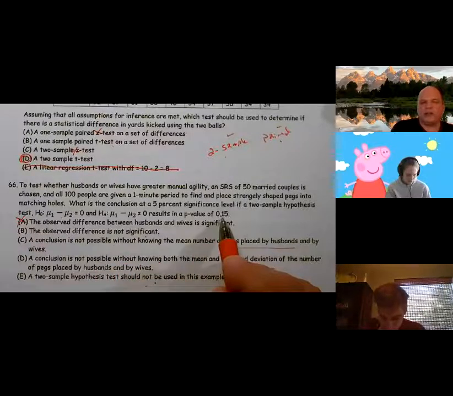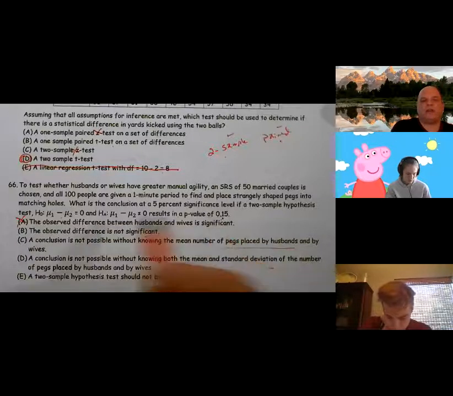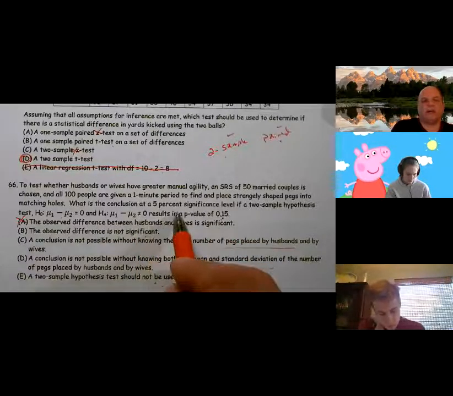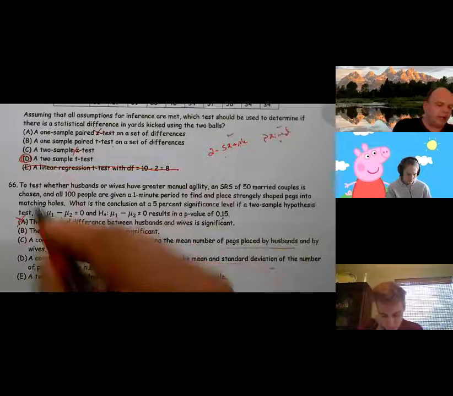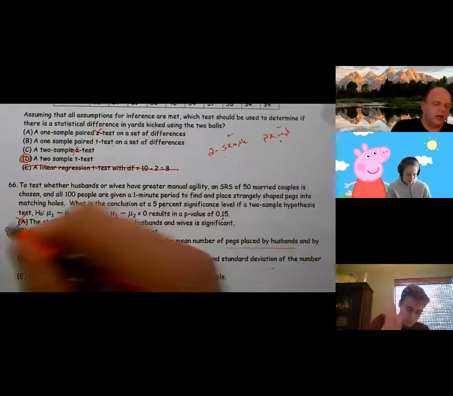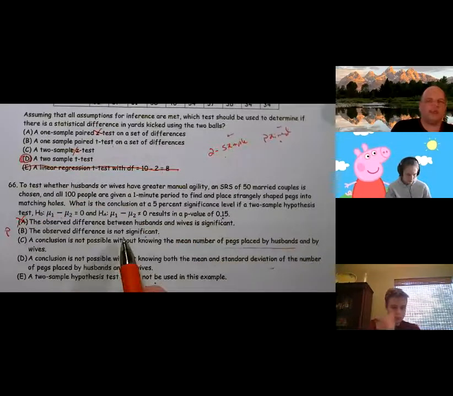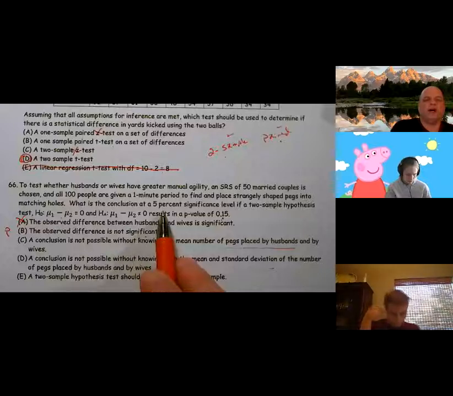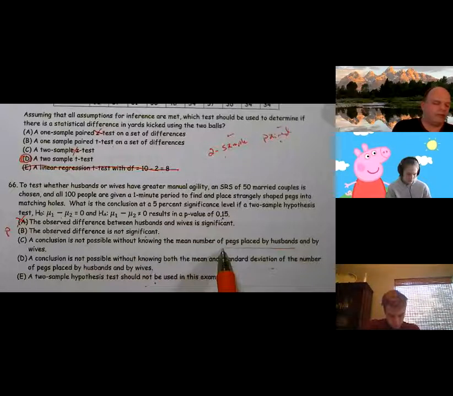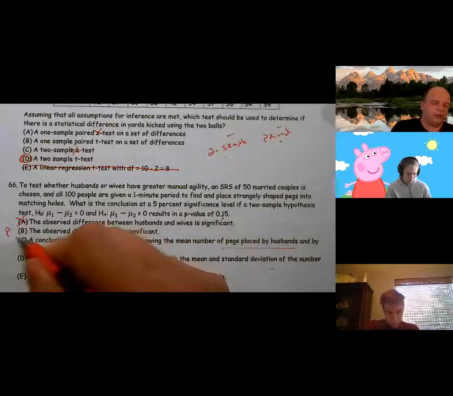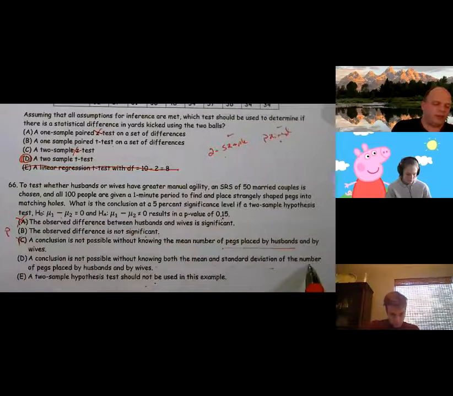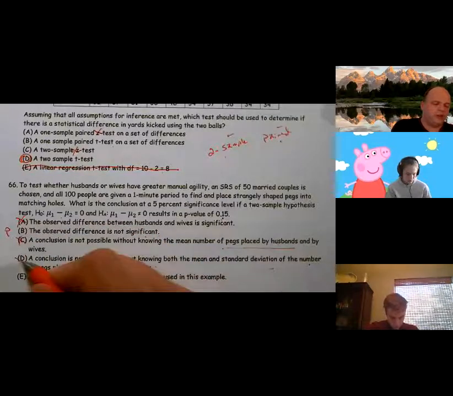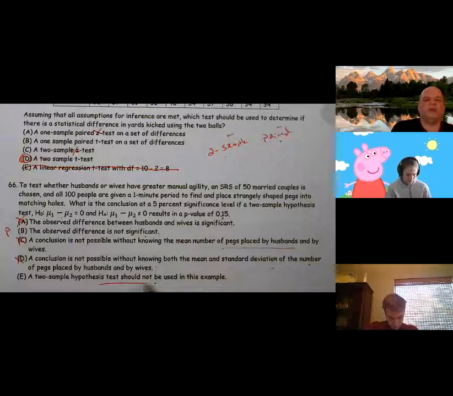They didn't give us an alpha level, but well, at 5%, it's not significant at the 5%. So this is a possible answer because that's true. The observed difference is not significant at the 5%. A conclusion is not possible without knowing the mean number of pegs. That's not necessary. Conclusion is not possible without the mean and standard deviation of the number of pegs. Not necessary. A two-sample test should not be used.